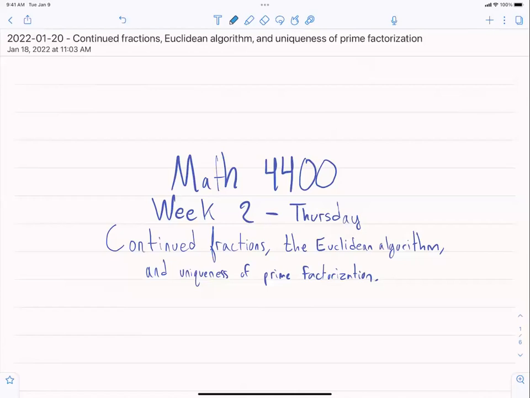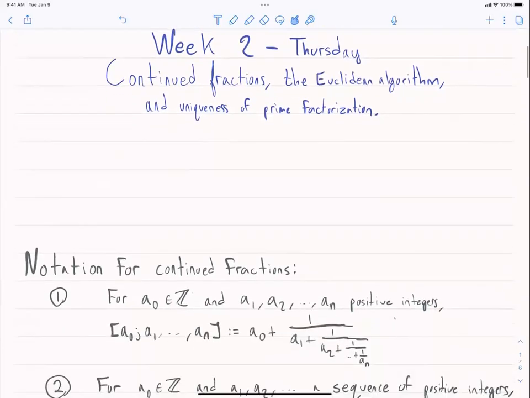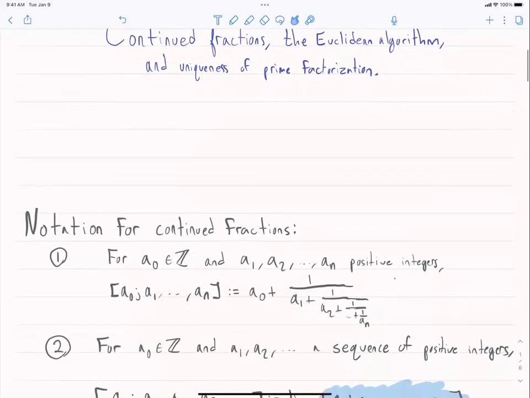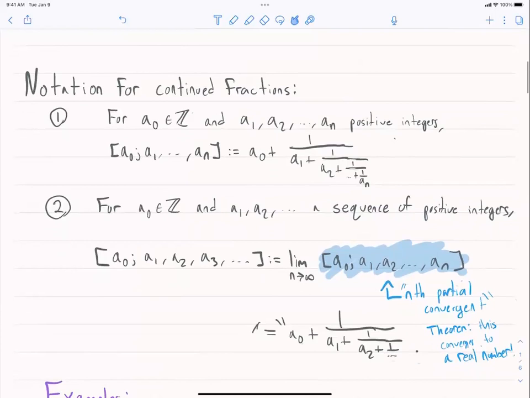So if you recall from earlier, we've already seen that every positive integer can be factored into primes. So it can be written as a product of prime numbers. But we haven't yet shown that that expression is unique. So that's where we're going to get to today. Okay, well, starting with continued fractions. So we saw continued fractions in class on Tuesday.